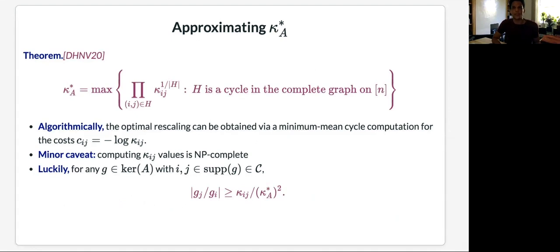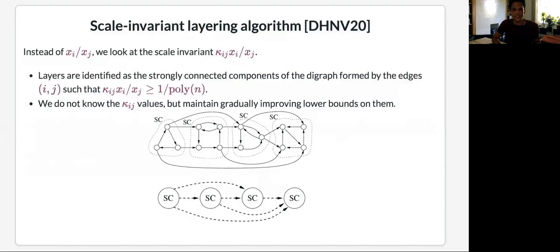Now, having that, we are able to find a scaling invariant layered least squares algorithm. Namely, instead of layering as Vavasis and Ye did by looking at the ratio of primal variables directly, we look at the scaling invariant quantity, that is kappa ij times the ratio of the variables. Because note that for any rescaling, kappa ij will change in the inverse way of the change of the ratio of i and j.